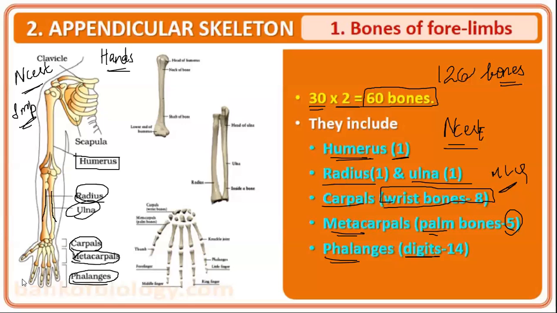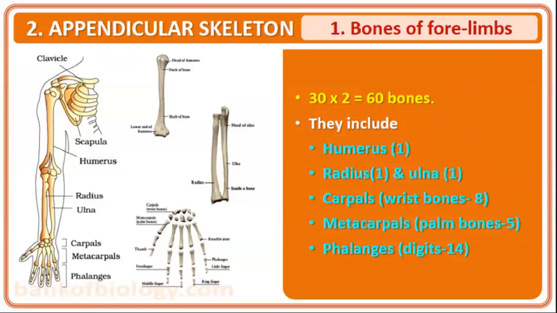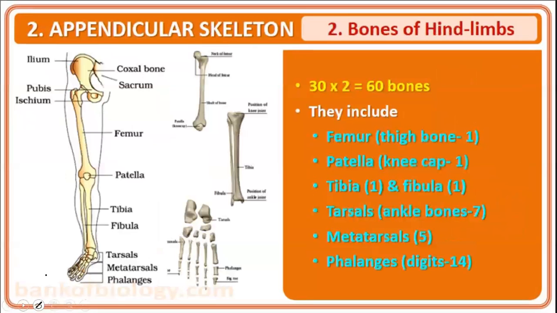Guys, this time you don't have to study each segment. You have to study only the number of bones and the names of the bones present in the four limbs. Next are the hind limbs. What are hind limbs? Definitely your legs, your two right and left legs. So 30 into 2 together makes 60 bones.